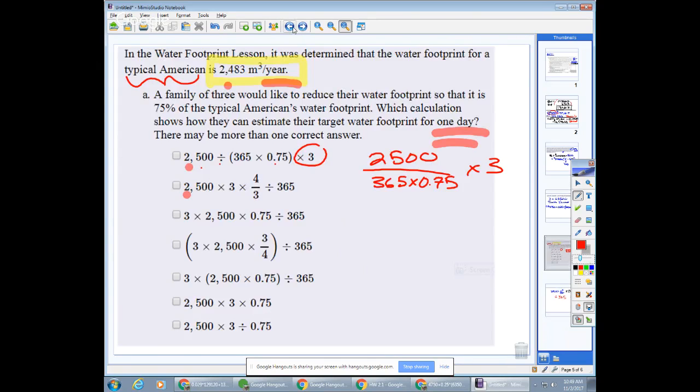All right. Can't be that one. How about the next one? They've got the times 3. That's good. They got the divide by 365. But here they're multiplying by 4/3. Is 4/3 0.75? No, 0.75 would be 3/4. So this one's out because that number's wrong. How about the next one?